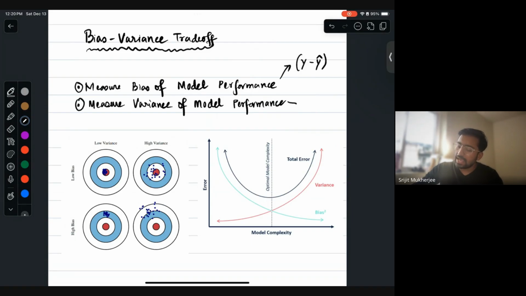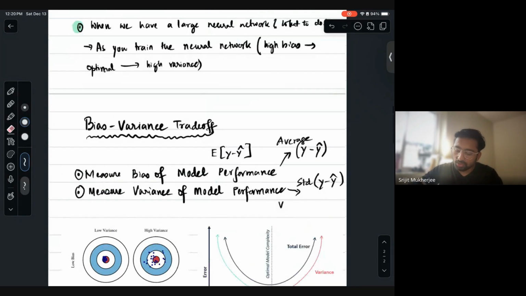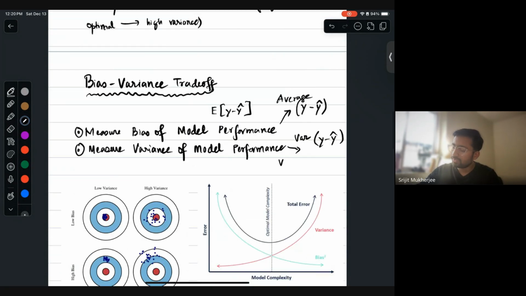Okay. And variance is how much? So this is the average of this, in mathematical terms, the expectation, and the standard deviation of this, or maybe the variance of this, the standard deviation squared. And you can actually also measure variance mathematically.